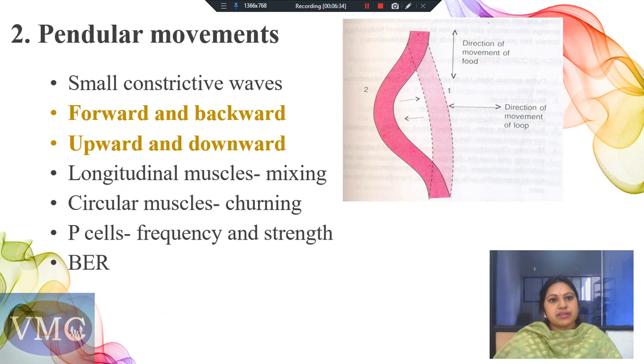The second type of contraction I want to tell you about is pendular movements. Pendular movements are like a pendulum. So the intestine moves like this, like a pendulum. These are small constrictive waves. They are forward and backward movements as well as upward and downward movements. Longitudinal muscles and circular muscles contribute to this, and the basis for these contractions is the slow waves. In this picture you can see the pendular contractions. It moves forward and backward.